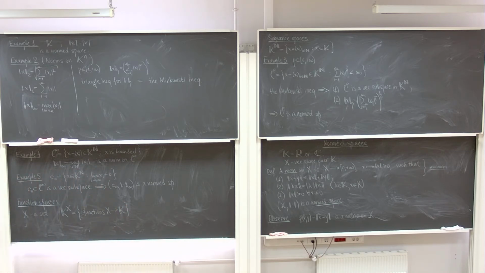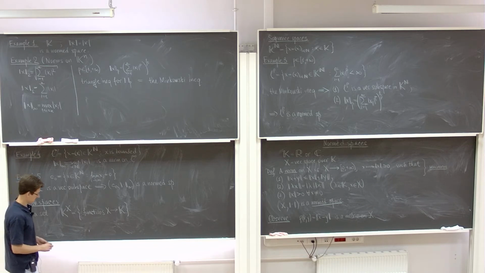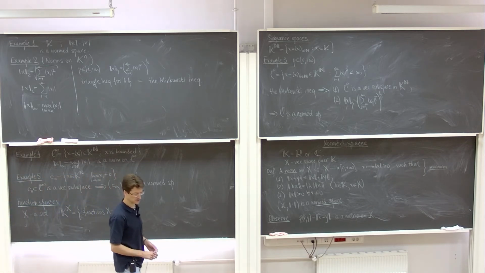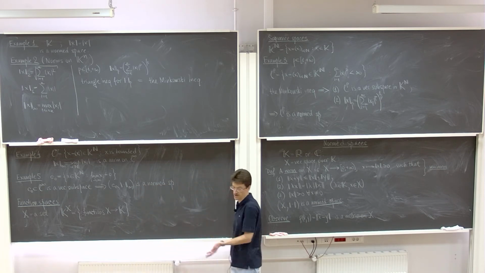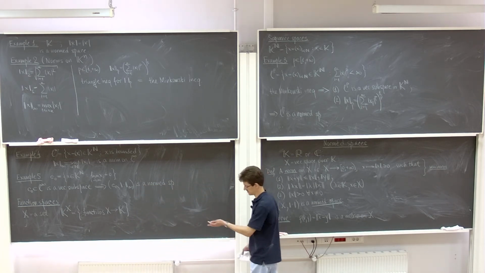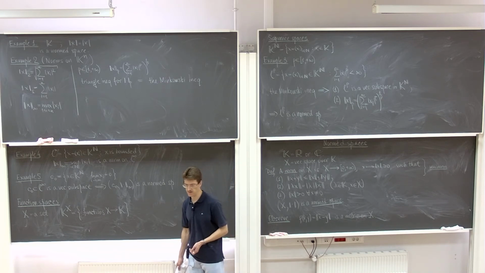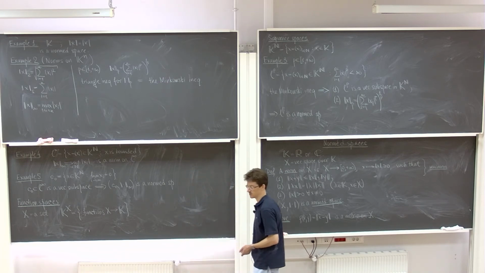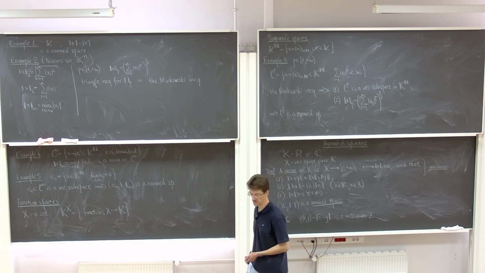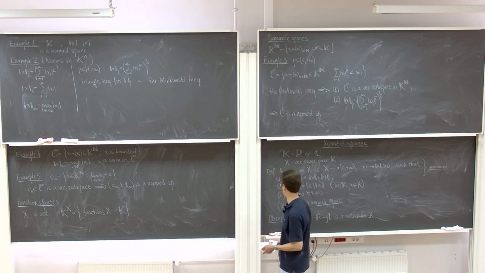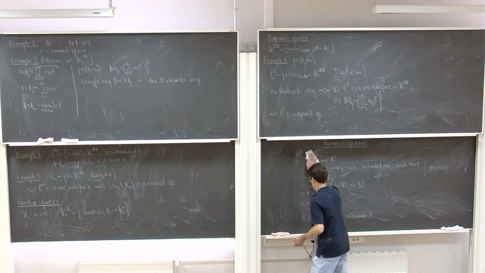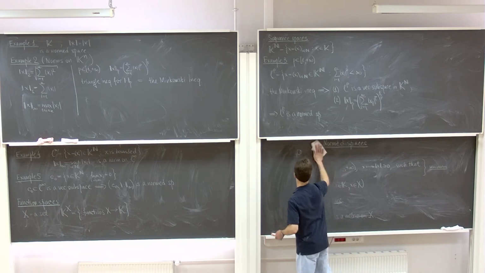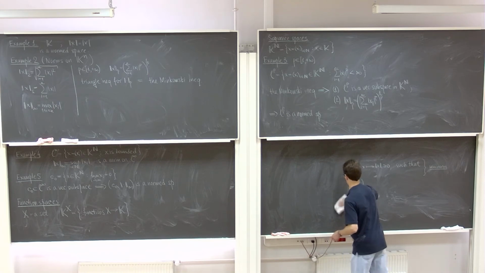Well, of course, this is a vector space, but it doesn't have any canonical norm unless X is finite. Of course, if X is finite, then this space is just k^n, where n is the cardinality of X. But if X is infinite, then the space doesn't have any reasonable norm. So we will be interested in some vector subspaces of k to the power X.